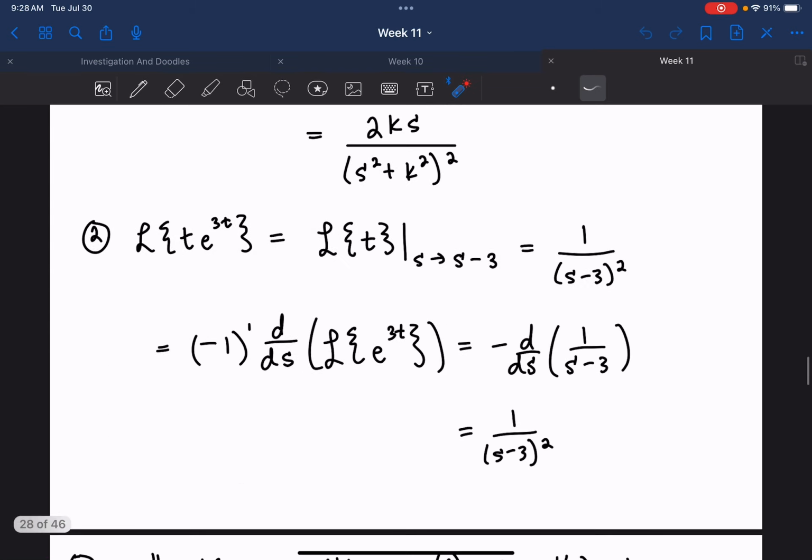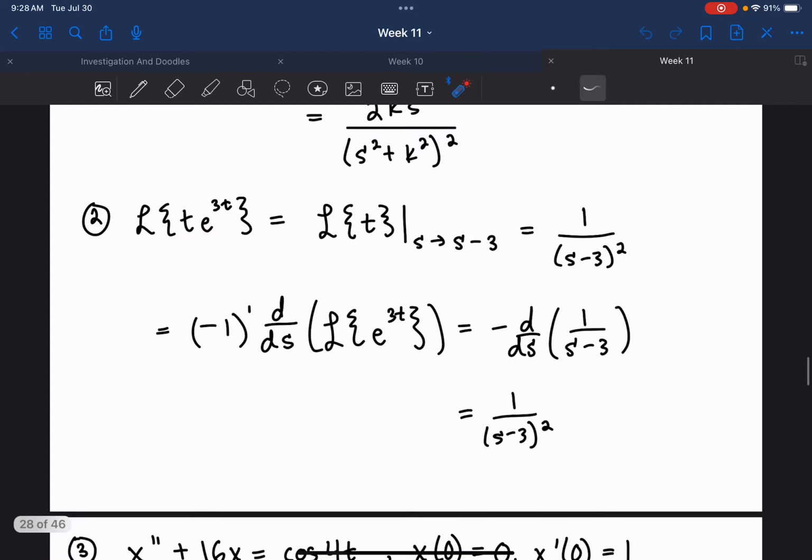Okay, let's look at another example. Laplace transform of t e to the 3t. Now, there's two ways we could do this. Either we can view this as a shift of the Laplace transform of t, like I did here. So this is option 1. Either this is an e to the 3t shift of t, in which case we find the Laplace transform of t and then we shift from s to s minus 3. Laplace transform of t is 1 over s squared, which means the Laplace transform of t shifted is 1 over s minus 3 squared. That's option 1.